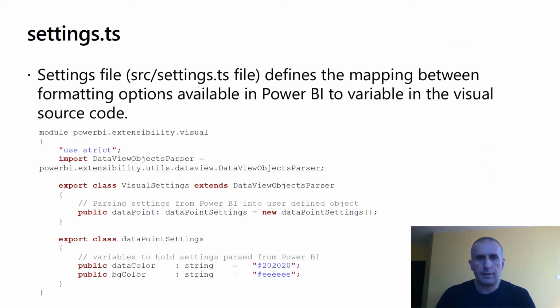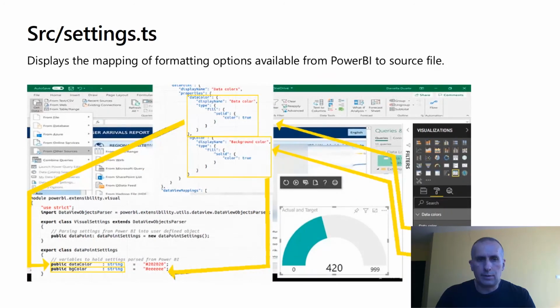Settings TypeScript file is another very important part of Power BI custom visual project. Especially in this file are defined mappings between formatting options available for Power BI and variables inside the visual source code. In this way, it is possible to have visualization of the exact values which you have in your Power BI client, powerbi.com or Power BI desktop application.